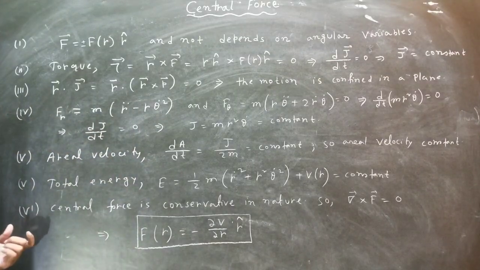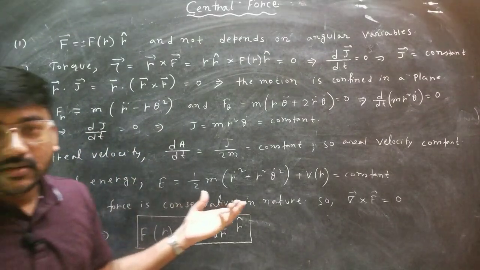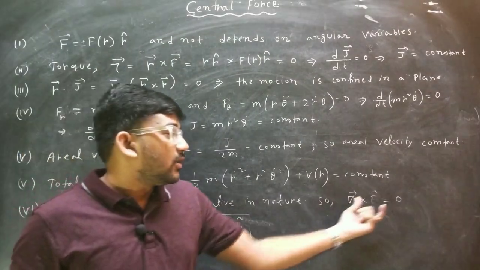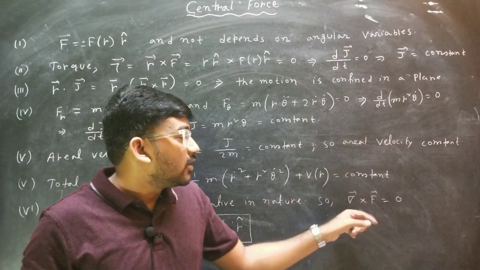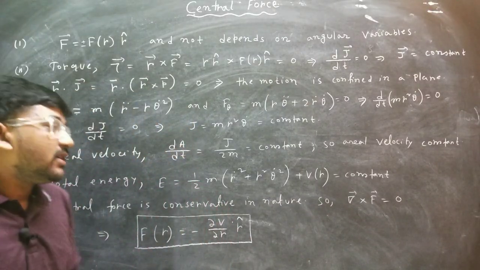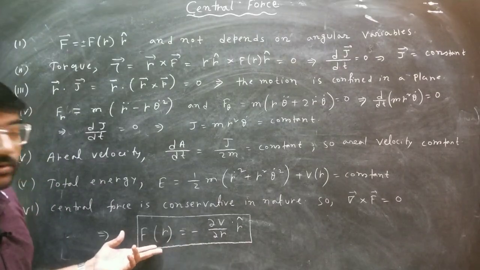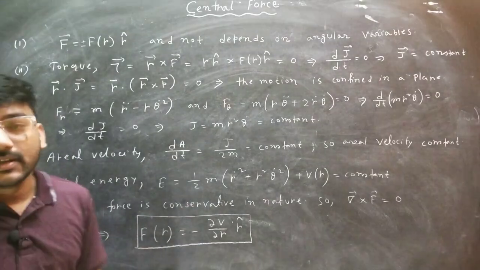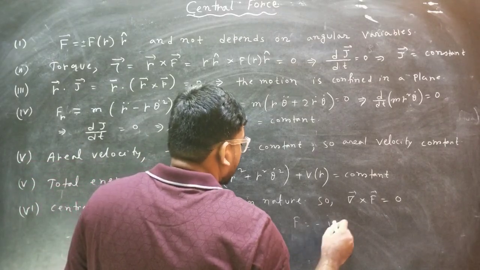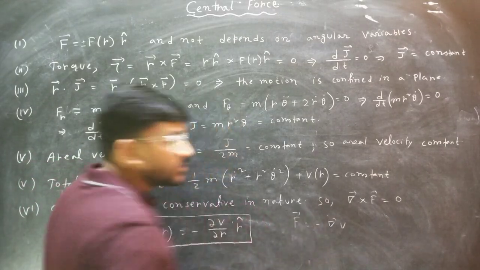And the last one is that central force is conservative in nature. So obviously you know the properties of a conservative force, the curl of f is obviously 0, and if curl of f is equal to 0, then f can be written as the gradient of a scalar function that is called potential. So we can simply write it in this form also instead of gradient, that is f of r is equal to minus del v upon del r into r cap. Otherwise in general you can write that f is nothing but minus gradient of v. So you can write in this way also.